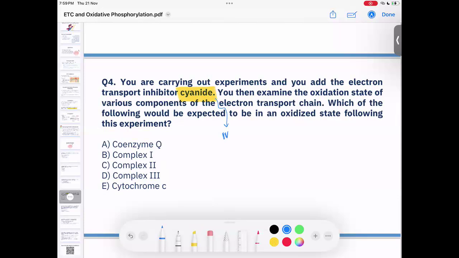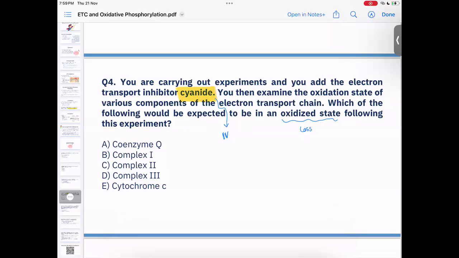They tell you that you then examine the oxidation state of various components of the electron transport chain. Which of the following would be expected to be in an oxidized state? Now, is oxidation loss or gain of electrons? Exactly, oxidation is loss of electrons. We have complex 1, coenzyme Q, complex 3, cytochrome C, and complex 4. For it to be in an oxidized state, it could either have transferred an electron to the next component or never received an electron, right? Because oxidation means you just don't have electrons.